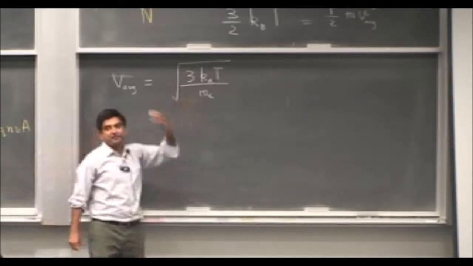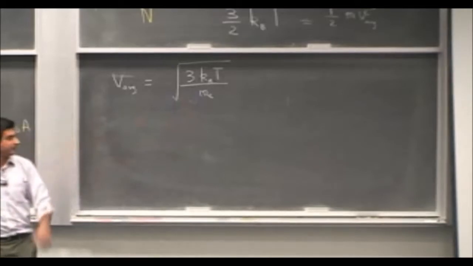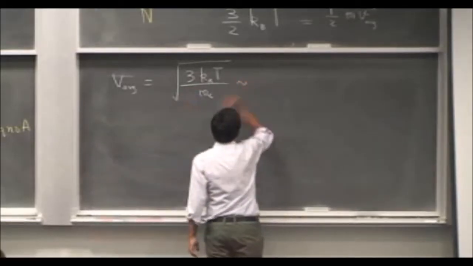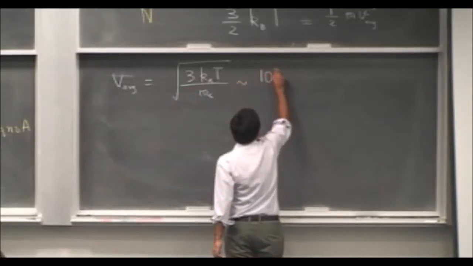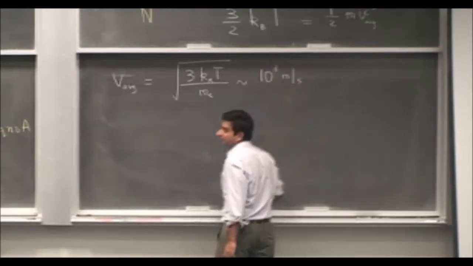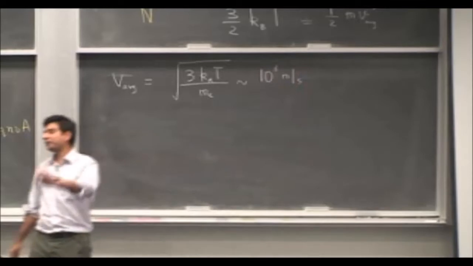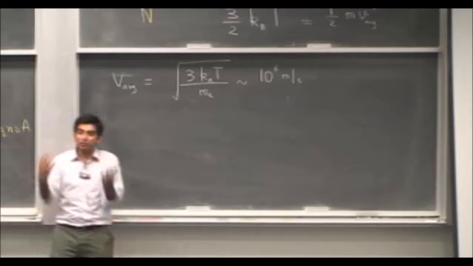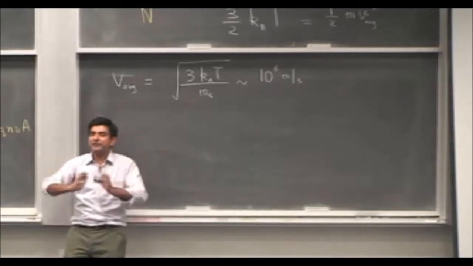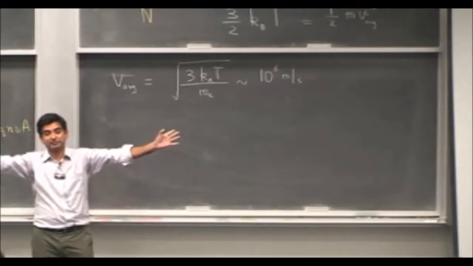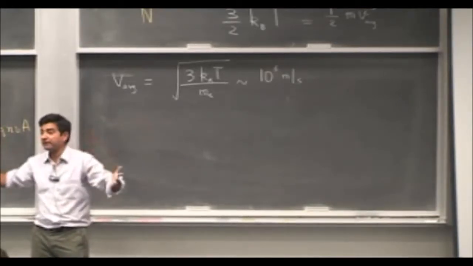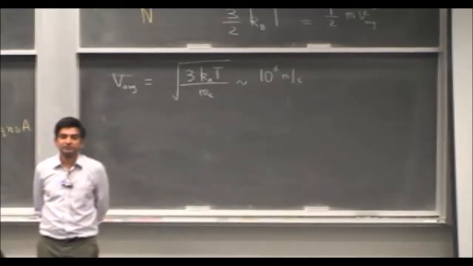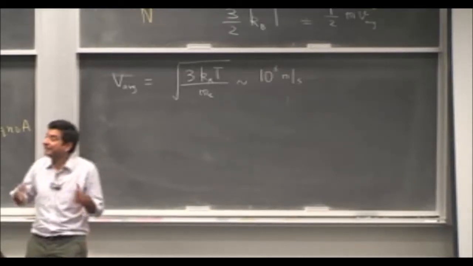Alright, so if I have a temperature of 300 kelvins, which is room temperature, and I put in the mass of the electron and the Boltzmann constant, this turns out to be about 10 raised to the power 6 meters per second, which is 1% of the speed of light. So each electron at room temperature inside the metal is moving with a horrendously high velocity. In 1 second, it is covering 1,000 kilometers. This is a really high velocity for the electron.